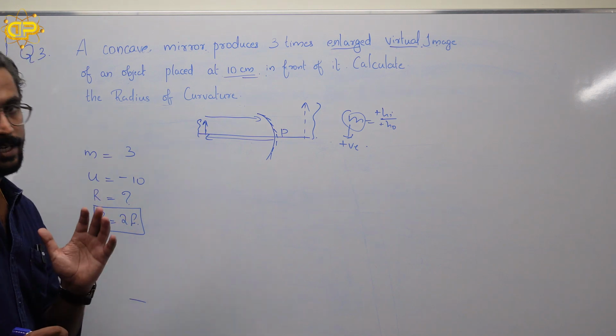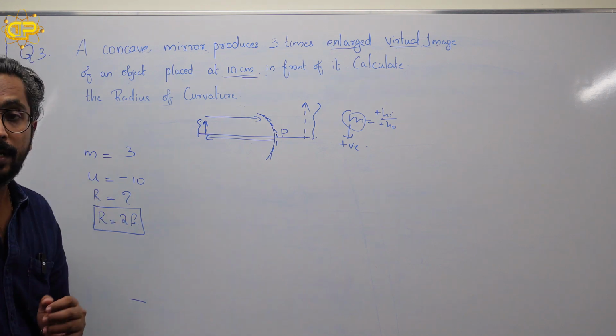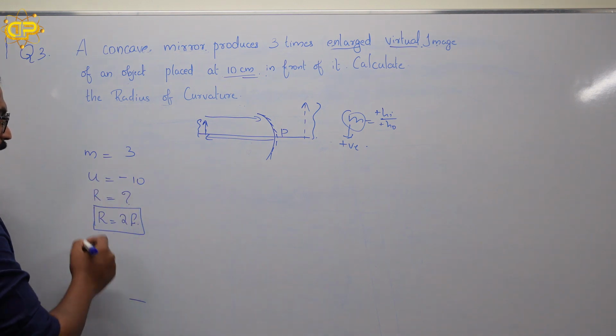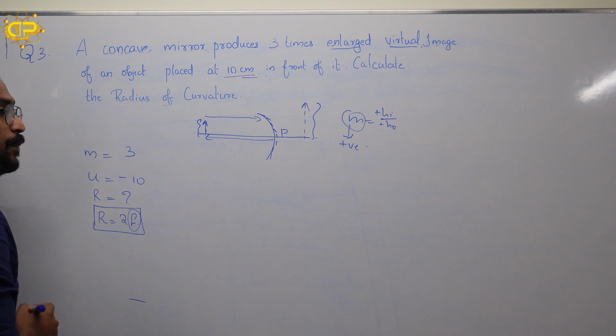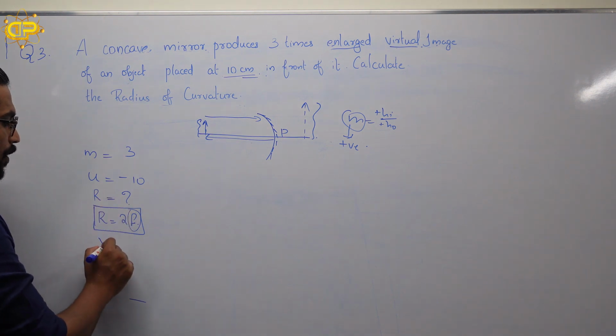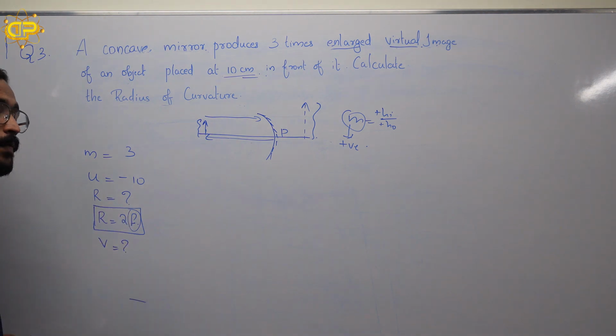In the case of lens, it is not applicable. Okay, now let us see what happens here. So how to find out this focal length? We need to find out the focal length, but we don't have V in our hands, so we need to find out V also.